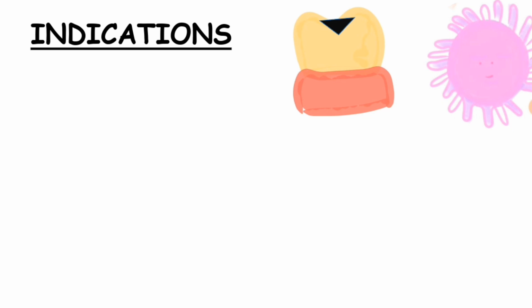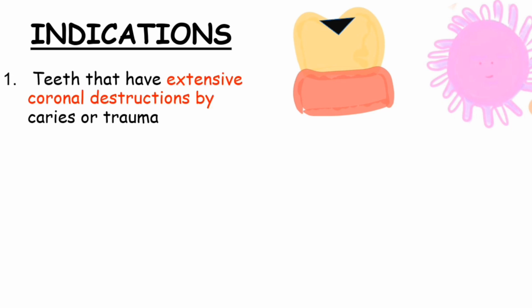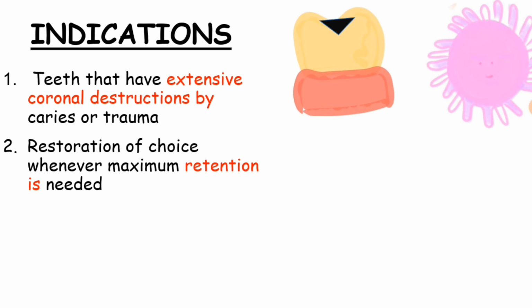Now, what are the indications of full veneer crown? Teeth that have extensive coronal destruction by caries or trauma, and the trauma may be caused by previous restorations. In this tooth you can see that it has small caries, so you can assume that the tooth is extensively destroyed by caries. And this is acute bacteria that is causing extensive destruction. So it is a type of restoration of choice whenever maximum retention and strength is needed.